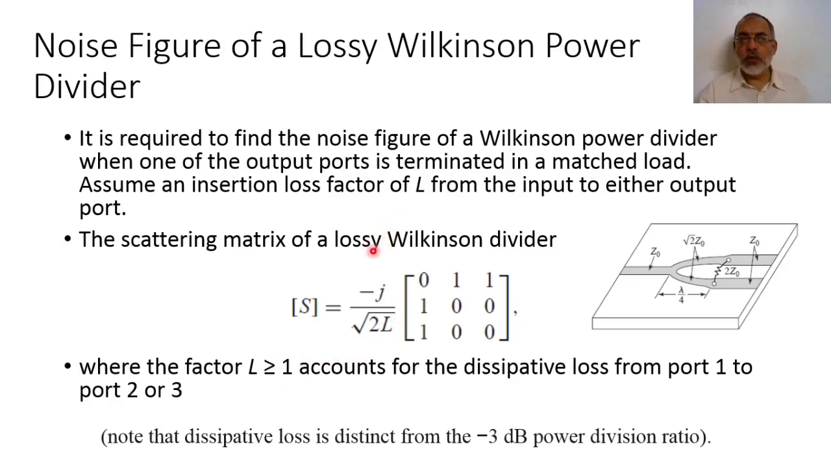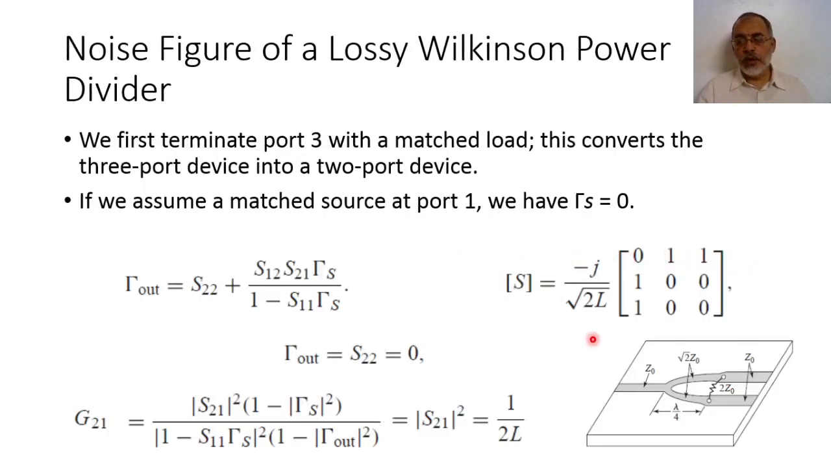The question now is, what is the noise figure for such a lossy Wilkinson power divider? To obtain the noise figure in this case, we are going to match port 3 with a matched load. So the problem is now converted back to a 2-port network. I have port 1 and port 2, and I'm talking about the noise figure from port 1 to port 2. Port 1 and port 2 are the input and the output, and port 3 is terminated with a matched load.